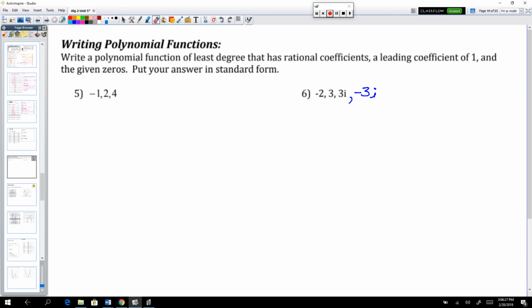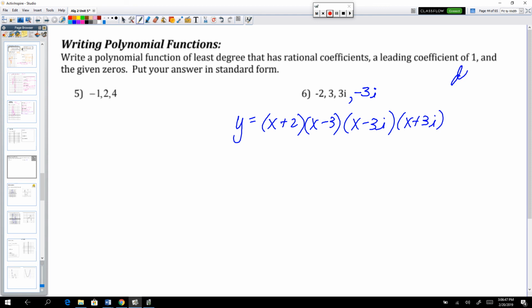So our first step will be putting this in intercept form. We'll make sure that intercept form is provided in this method, so x plus 2, x minus 3, x minus 3i, and x plus 3i. We'll do the same thing as we did before, except now we have 4 roots, so we know our degree is 4, it's even.